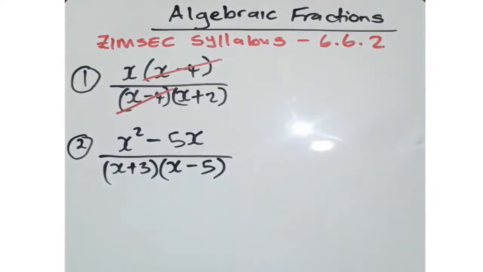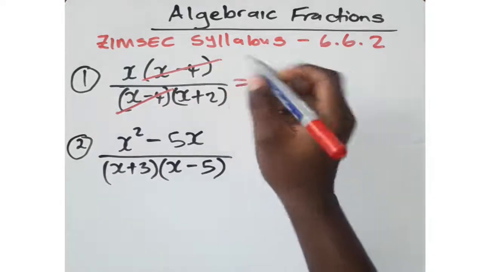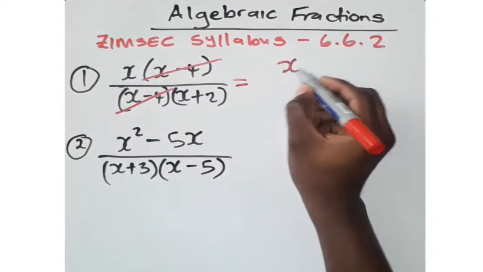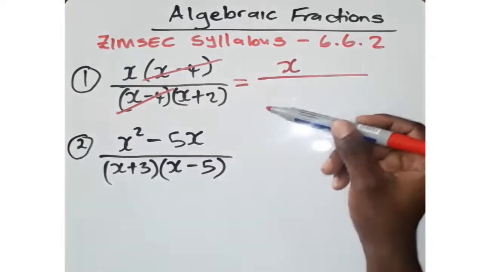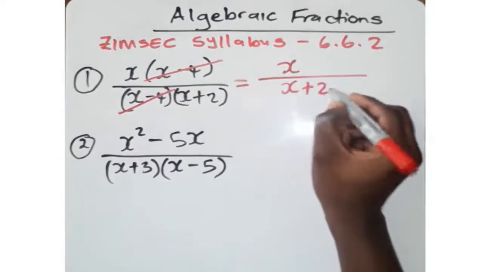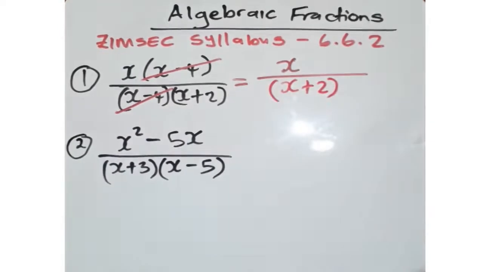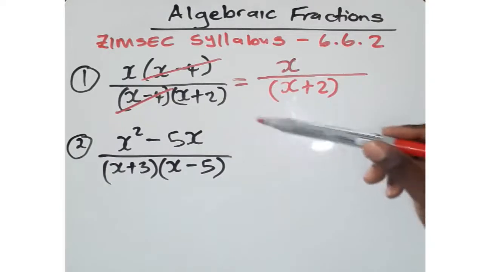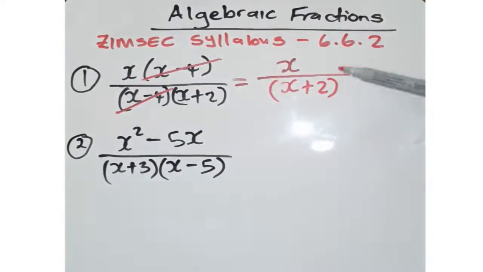So what we then simply have to do is to rewrite this fraction. Here we are left with x, and then on the denominator we're left with x plus 2. So in essence, we have simplified this algebraic fraction to this. This becomes our answer. Now we can go on to the second one as well.